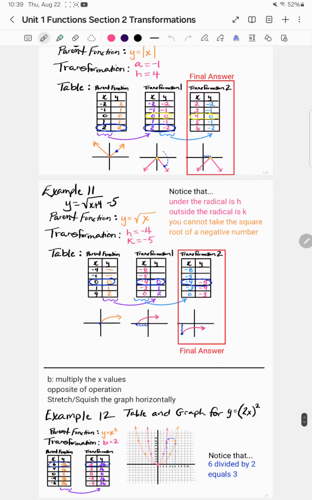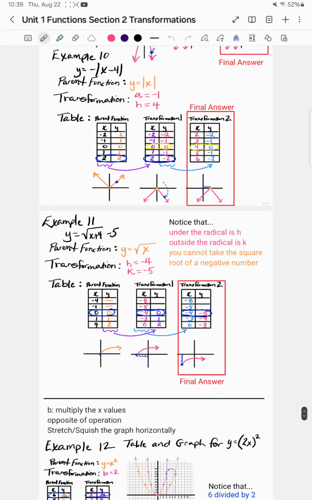Okay, example 11. We've got now a different parent function. So you can see we have this radical here. There's no number on that radical as like a little indicator of what root we're taking. So that tells me it's the square root. So my parent function is y equals the square root of x, because I'm going to take out those transformations to get my parent function.